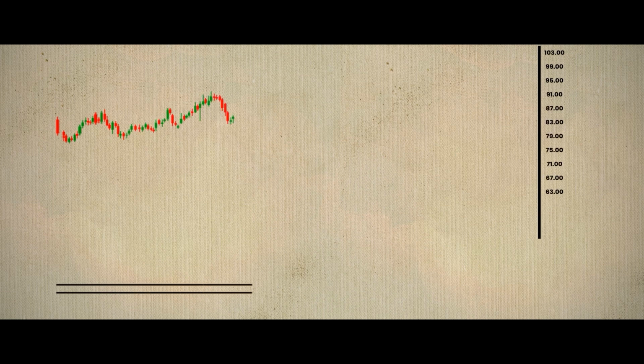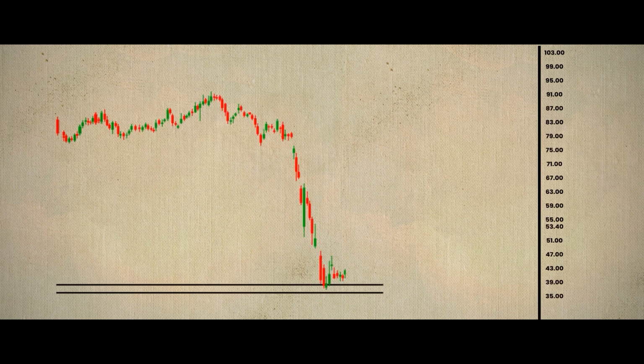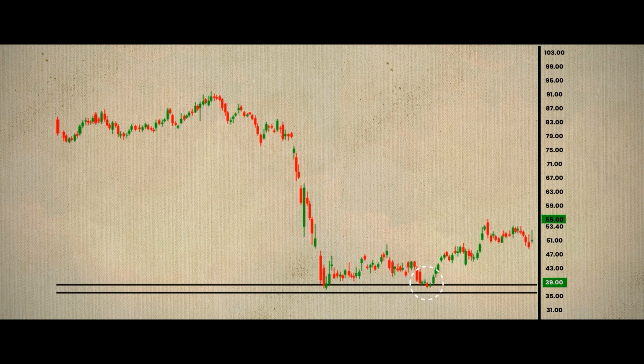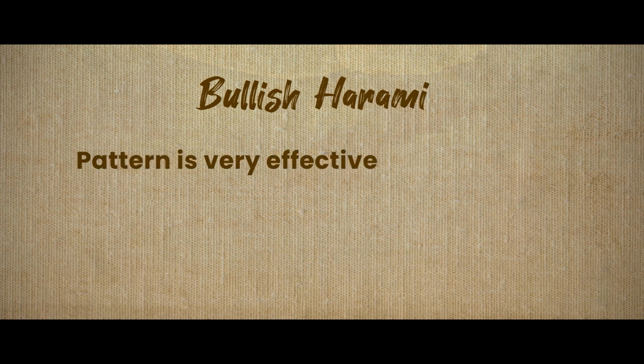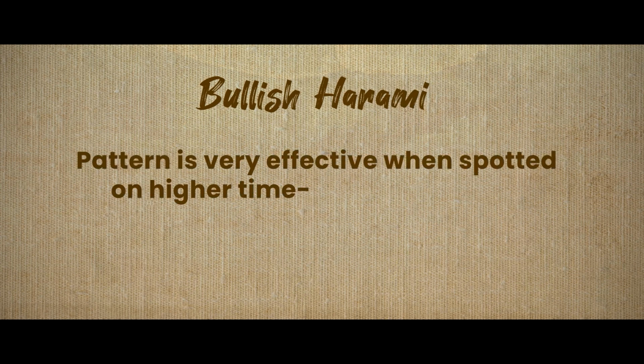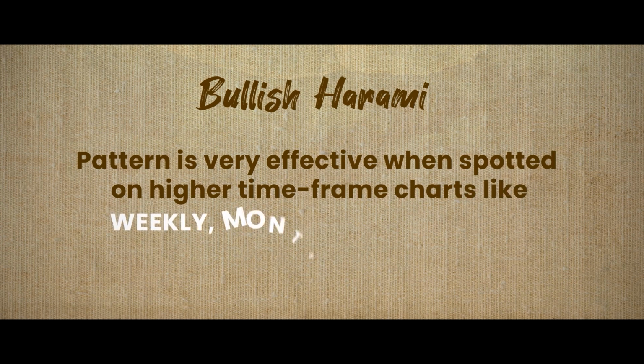And as you can see in this daily chart, the prices touched the support level of Rs 39 and rallied to Rs 55 after the formation of the bullish harami. Let me just add here that this pattern is as effective when spotted on higher time frame charts too, like weekly, monthly or quarterly charts. But for the ease of understanding, I will show you examples of daily charts through the rest of our tour.